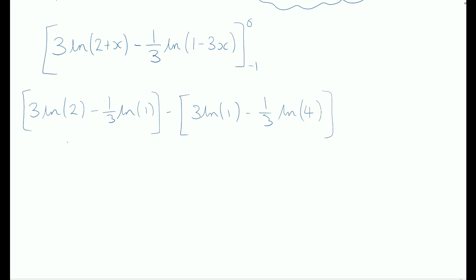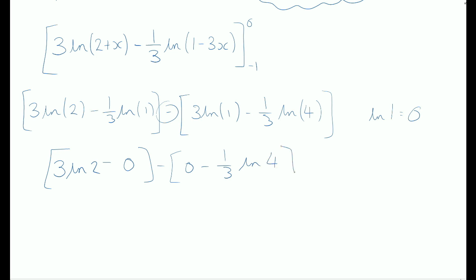So remember, you can use your calculator if you don't remember. ln 1 is 0. Okay, so that gives us 3 ln 2 minus, well, sorry, let's just put that step in. So minus nothing minus a third ln 4. So then I've got a minus a minus here, and minus here. So I'm going to rewrite this as 3 ln 2 plus a third ln 4.